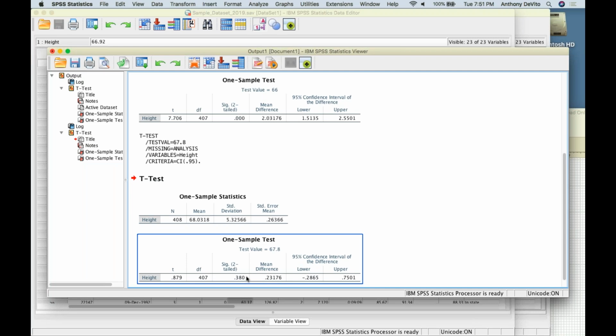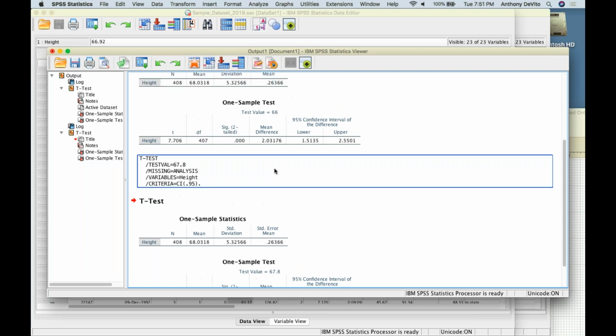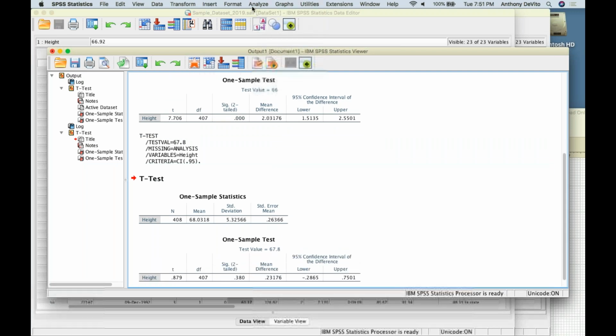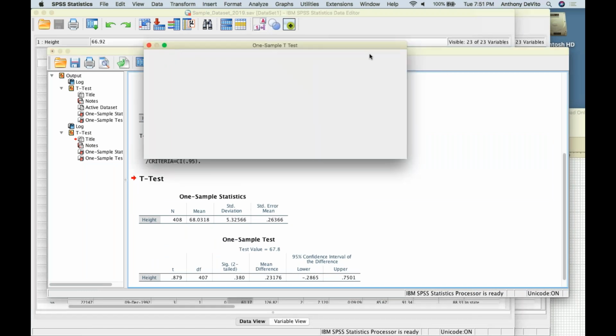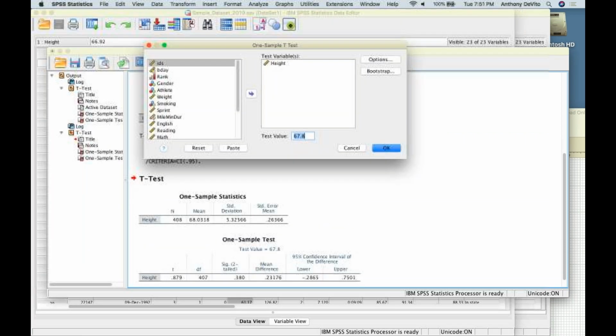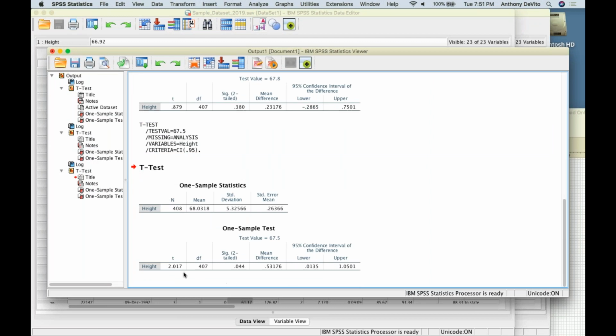What's that telling us? It's telling us that if we reject the null hypothesis, there's a 38% chance we would be wrong. I'm going to do it for one more value. I'm going to change it from, what did I use the last time? The mean I used was 67.8, under analyze, compare means, one sample t-test. I'm going to make it 67.5. Okay, and it solves it again. This time, my t-score comes out to be 2.017.